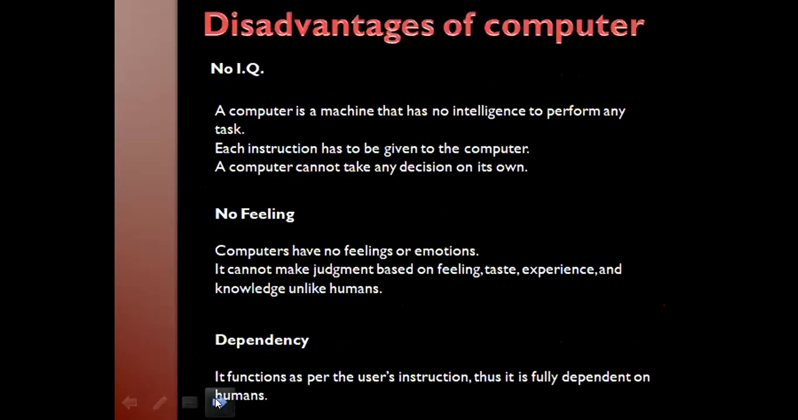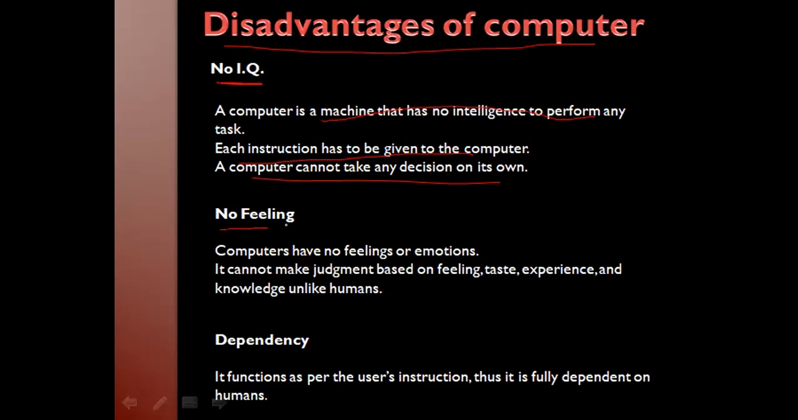Then we will discuss disadvantages of a computer. The first one is that a computer has no IQ. A computer is a machine that has no intelligence to perform any task. Each instruction has to be given to the computer. A computer cannot take any decision on its own. So computer की कोई IQ नहीं होती है. It has no intelligence and doesn't take any decision on its own.